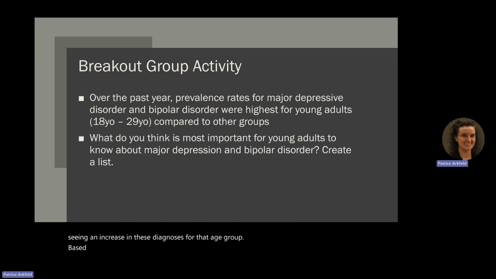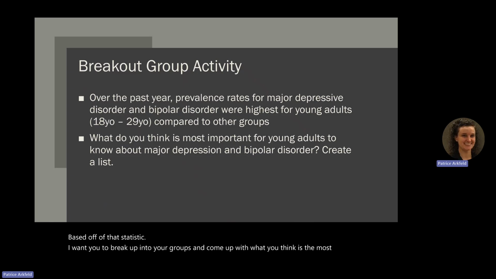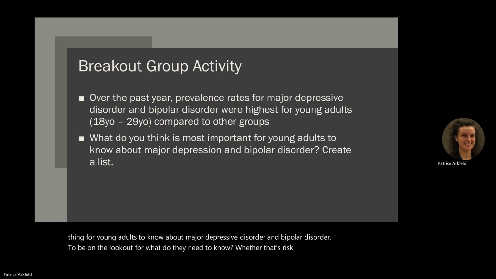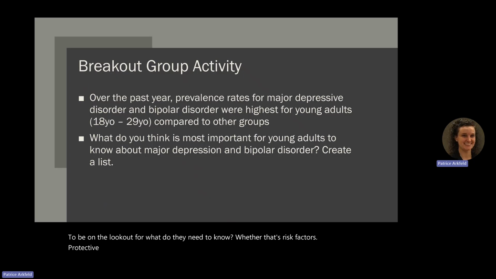Based off of that statistic, I want you to break up into your groups and come up with what you think is the most important thing for young adults to know about major depressive disorder and bipolar disorder to be on the lookout for. What do they need to know? Whether that's risk factors, protective factors, just like things to be on the lookout of. Come up with a list of 4 to 6 things in your groups, and then we'll come back together.